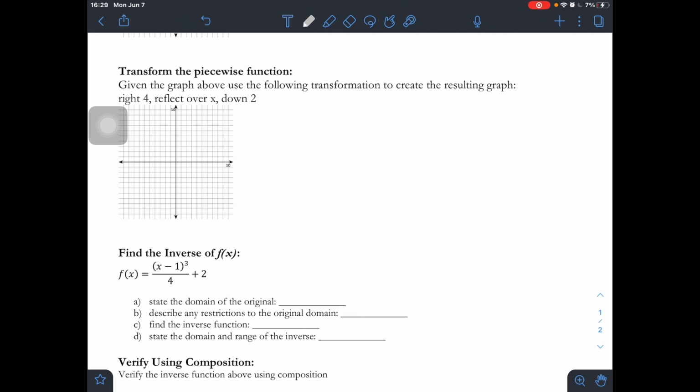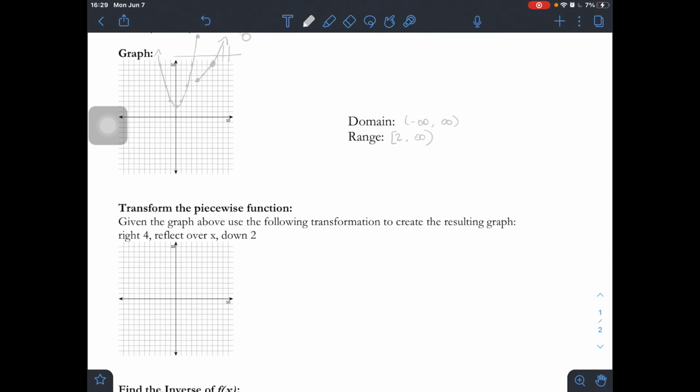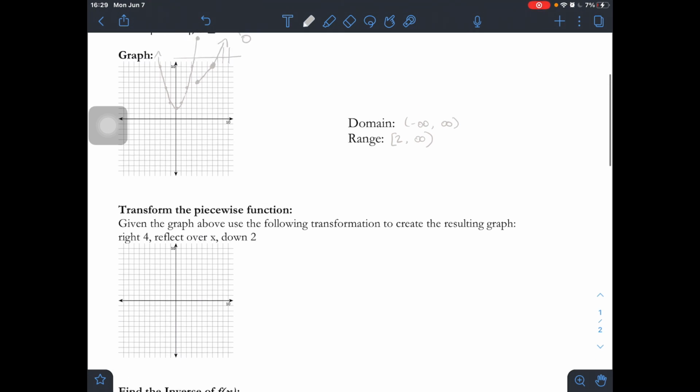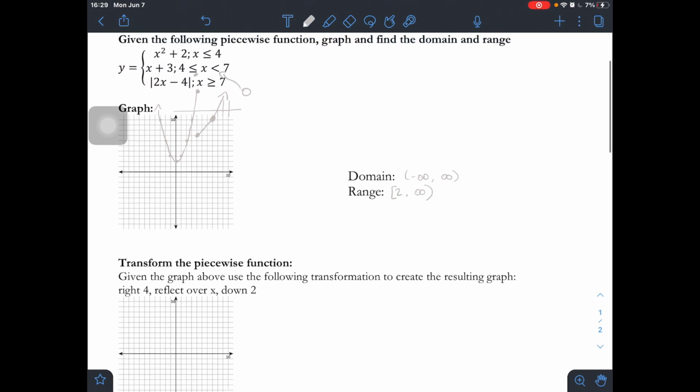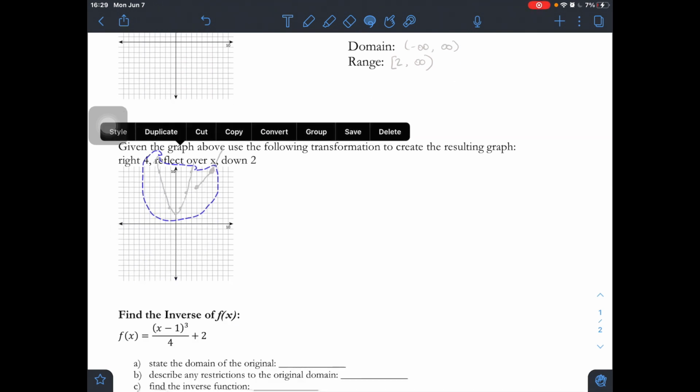Then we have to transform the piecewise function. So this one, alright. We have to take this function, move it to the right 4, then reflect it over the x-axis, and then move down 2. Let me just paste this all over.